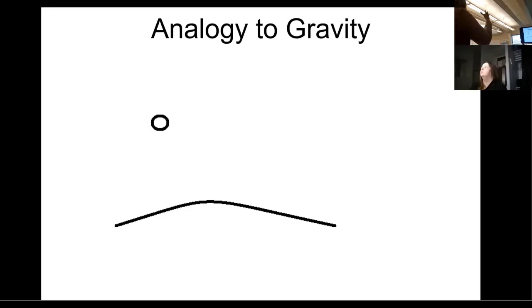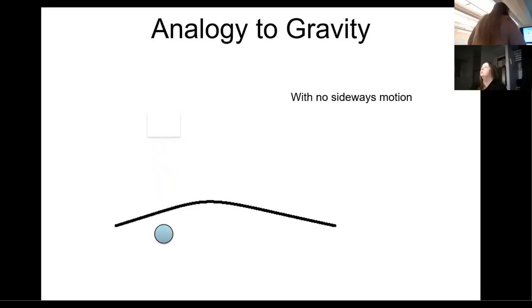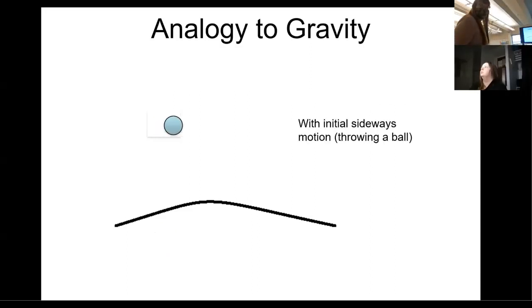So if I have a ball just hovering in the air, and then gravity acts on it, it's going to fall. Okay, but if I have somebody who is holding that ball and throws it sideways, it's still going to fall, but it's not going to go straight down. Okay, it's going to go sideways a little bit, and fall a little bit further. Now notice that I haven't drawn the ground as flat here. I've drawn a little hill.